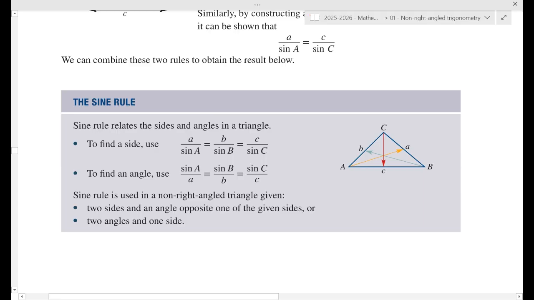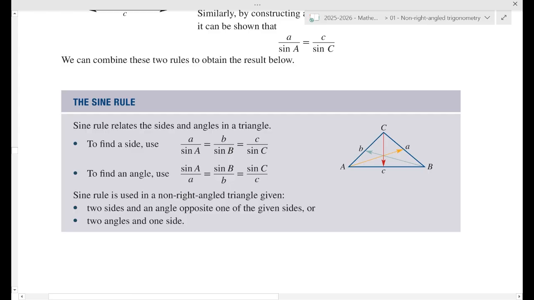How do I know that I use the sine rule? You'll notice that we only need two of these, by the way. It doesn't matter which two. You can use any of the two, but you're only ever going to use two of them. It's going to be two sides and an angle opposite, or two angles and one side. That's how you know that you're going to be using it.